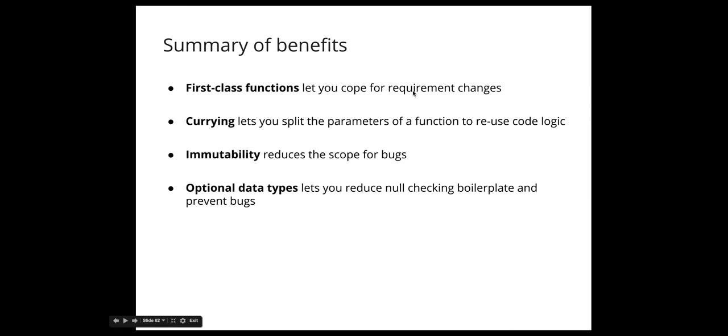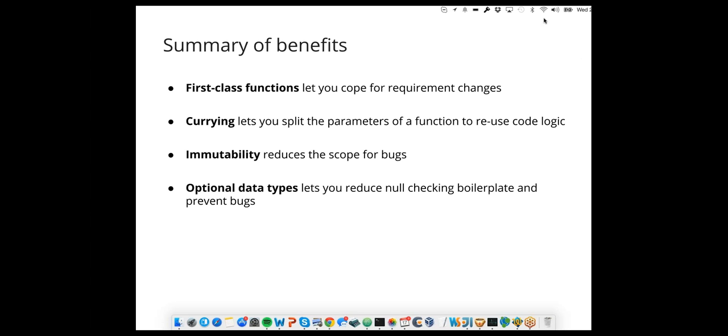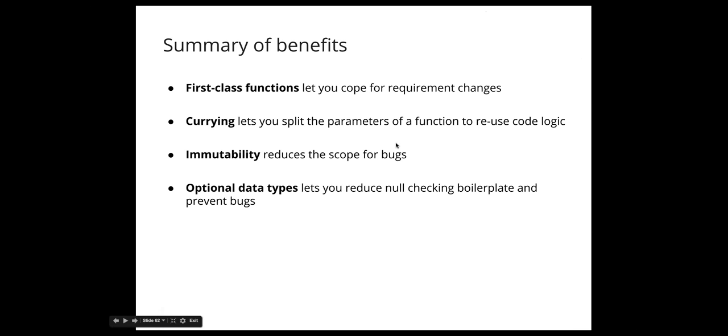So in summary, first-class functions are a great way to cope with requirement changes, when you can model the requirement change through a method and you can just pass it around. It's sort of new behavior. Currying is a way to split the parameters of a function to reuse its code logic. Immutability is a way to reduce the scope for bugs. And finally, optional data types here reduce the null checking boilerplate, and you can use the API here to guide you in traversal queries and prevent bugs.